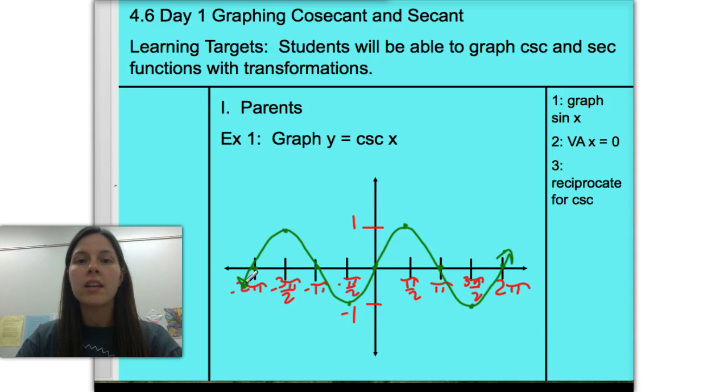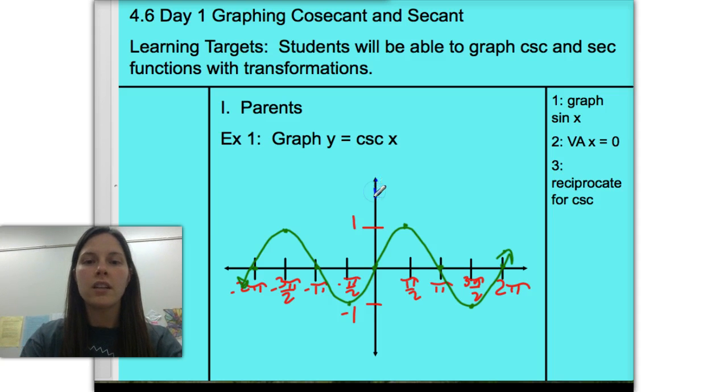So if you think about taking the reciprocal of each of these points, the first thing that you should notice is that every time the sine function is 0, the cosecant function will be undefined. So we're going to draw in our vertical asymptotes everywhere the sine is 0, at all of those intercepts.